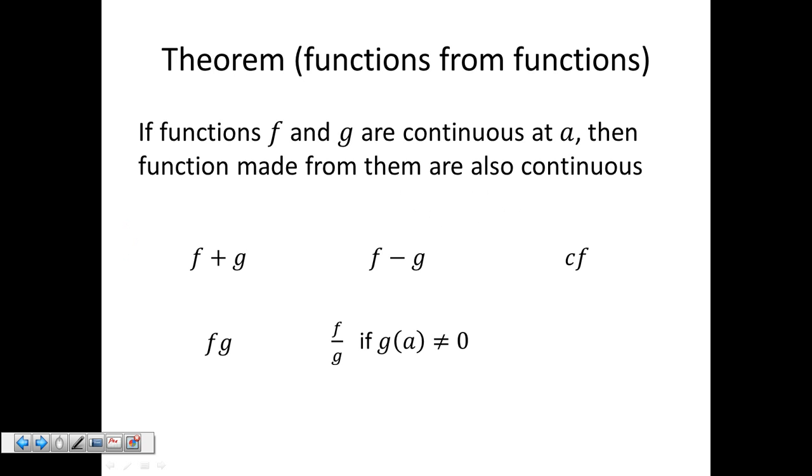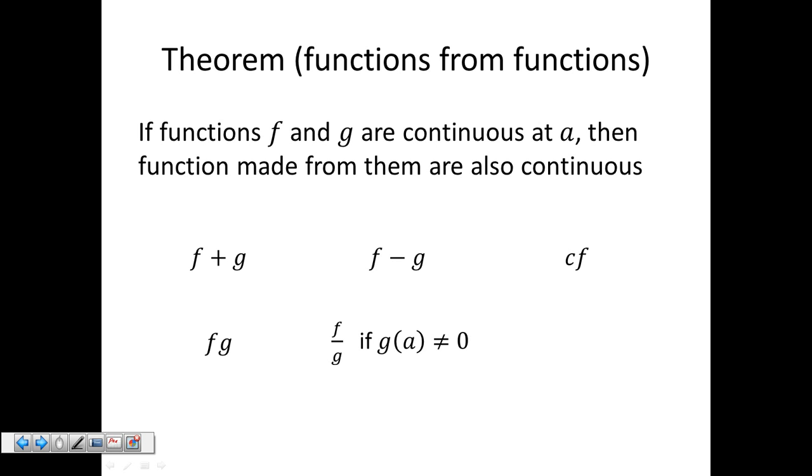Now, let's take a look at some theorems. If f and g are continuous at a, that means that f is a function, g is a function, and they are continuous at some x value we're interested in. Then functions that are made from them are usually always continuous. And here's an example of ones that are always continuous.